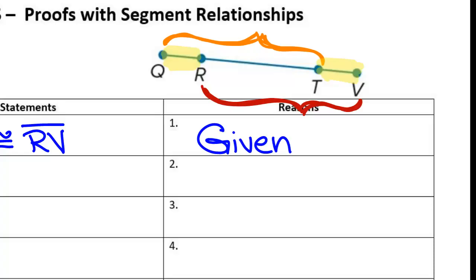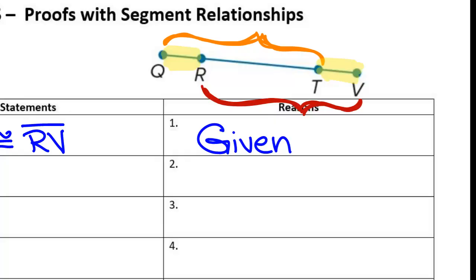So it looks like I'm going to be able to show that if I can just take away this section that they share, that's part of both of them. What operation lets me take things away in math? Subtraction. Can I use subtraction with a congruence sign? No. If I'm going to use adding, subtracting, multiplying, or dividing, I have to have what kind of a symbol? I have to have an equal sign.